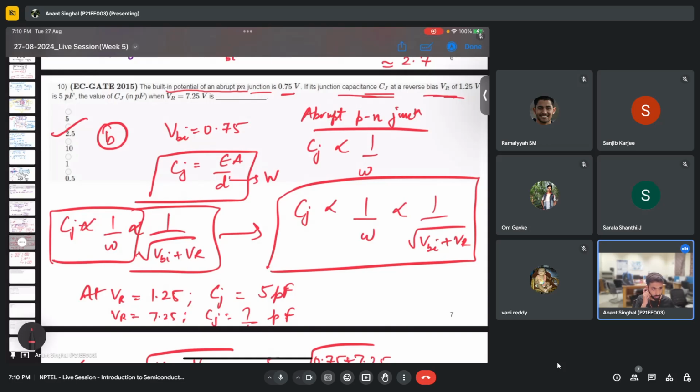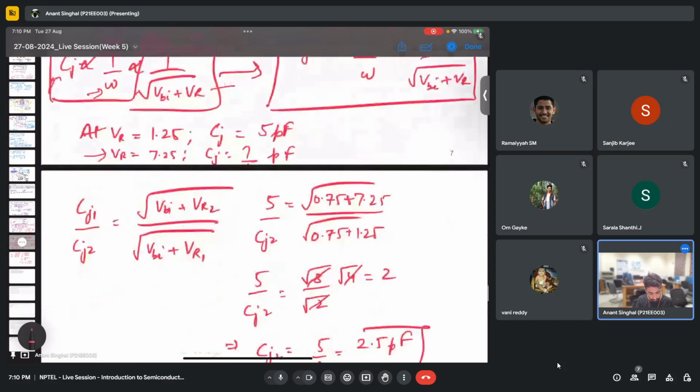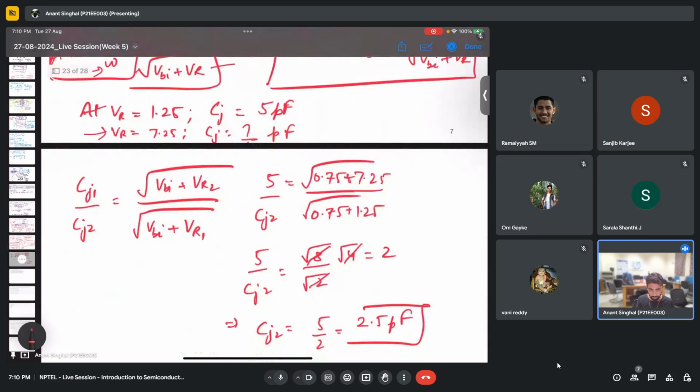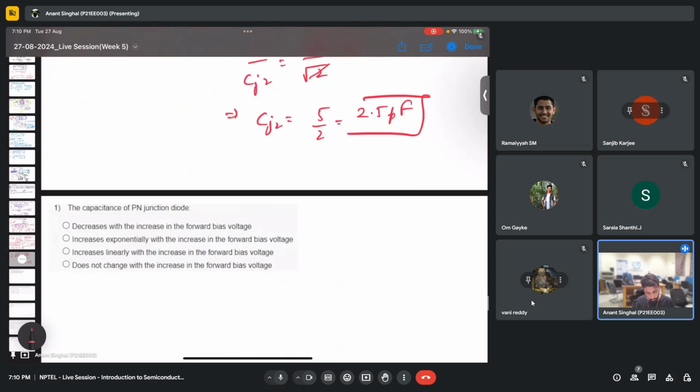If you have any doubts, you can ask straight away. So you can relate here that for a higher reverse bias voltage, we have a higher depletion width and we have a smaller junction capacitance. That is what we should get. So let's move forward now.